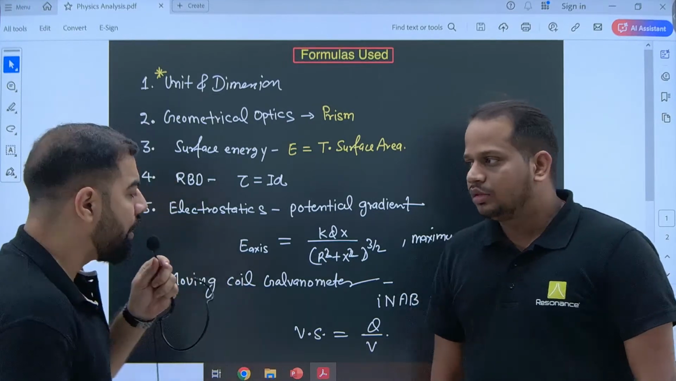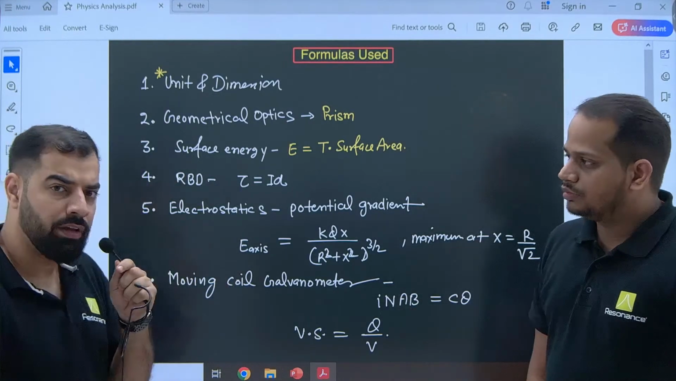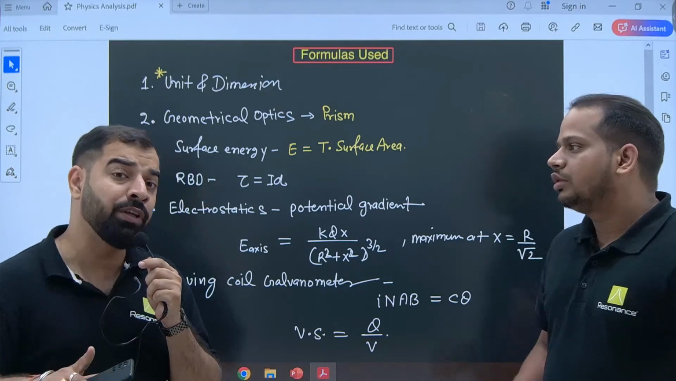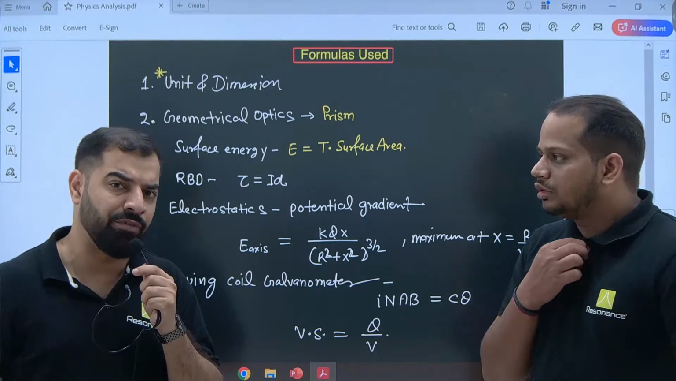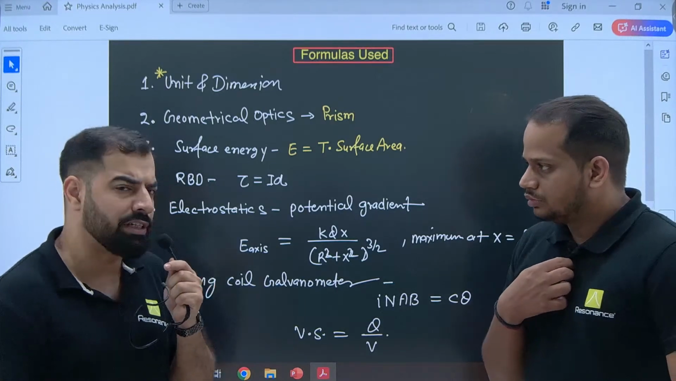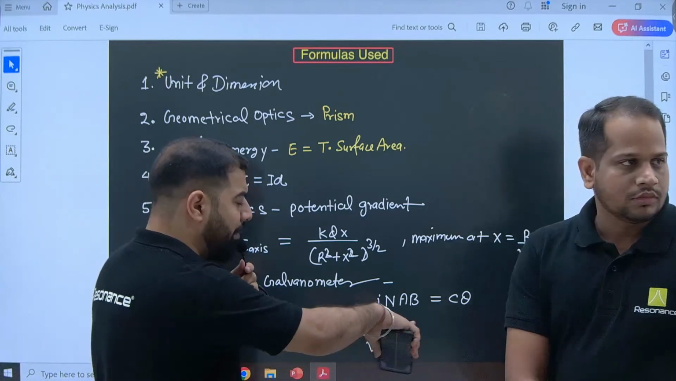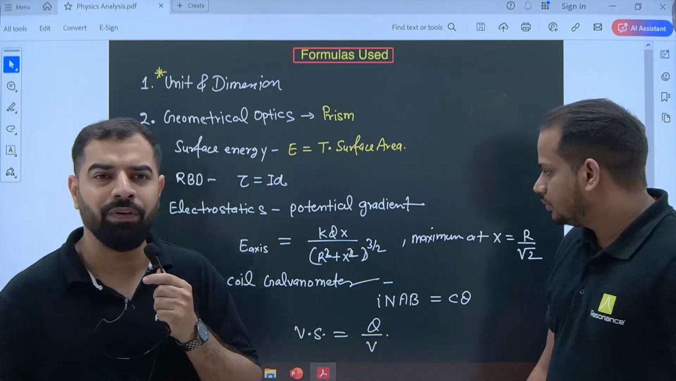I think this was a new type of question comparatively. But voltage sensitivity, current sensitivity, we have seen a question on current sensitivity in the last January shift. We didn't see a question on voltage sensitivity. More or less the concepts are the same only. So theta by V, NIAB equals C theta. Based on this, we did question solving also.